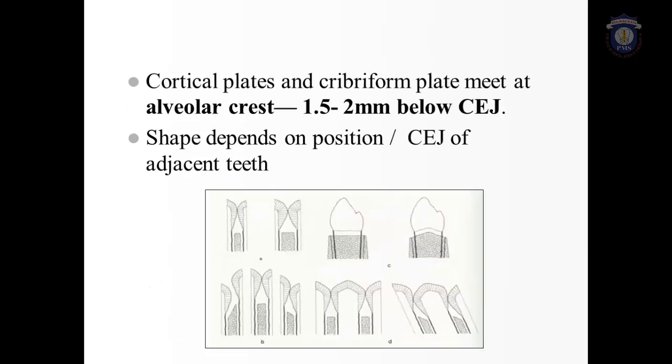The cortical plates and the cribriform plate meet at the alveolar crest. This would be the alveolar crest between the two teeth. There is a crest of bone which is called the alveolar crest. This is usually about 1.5 to 2 millimeters below the cemento-enamel junction. The shape of the alveolar crest depends on the position and the CEJ of the adjacent teeth. So if the teeth are tilted, there will be a change in the morphology of the alveolar crest. And if they are malaligned or not fully erupted, there will be corresponding changes in the alveolar crest position also.